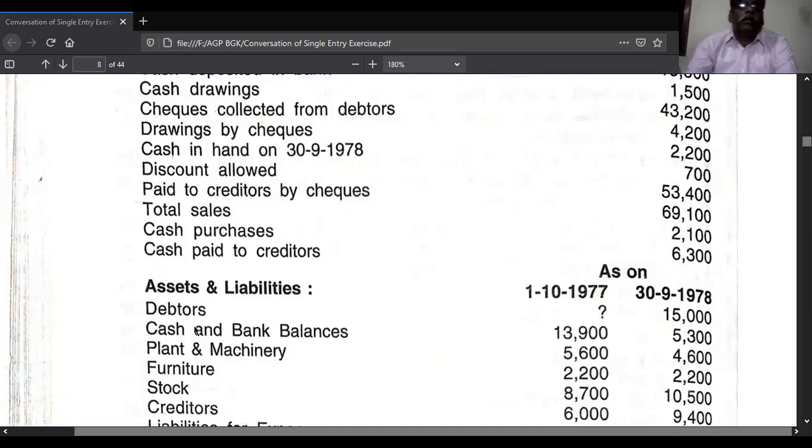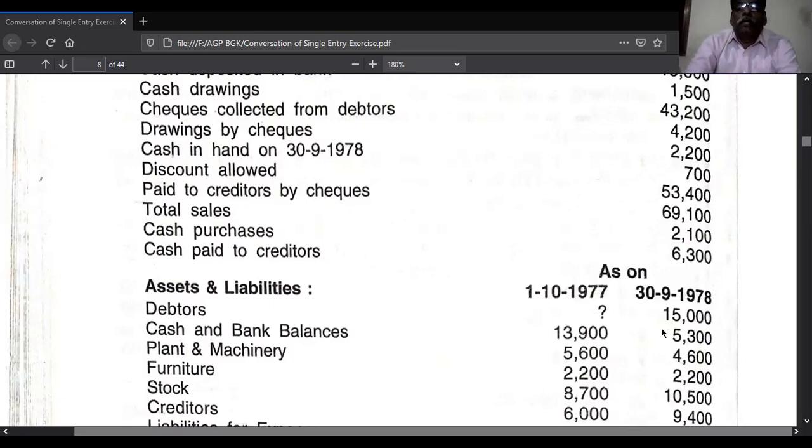Then come to the assets and liabilities. Debtors: opening balance, debtors account, closing balance, debtors account. Opening balance comes in the opening statement of affairs here. Closing balance comes in the closing balance sheet. Cash and bank balance, a lump sum amount is given. Therefore, you have to split this amount into cash balance and bank balance by finding its original position. That splitting is possible only after preparation of accounts. Then I'll show in the account how to split it.